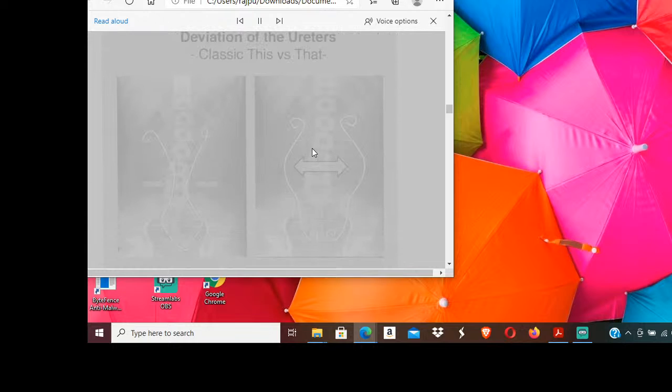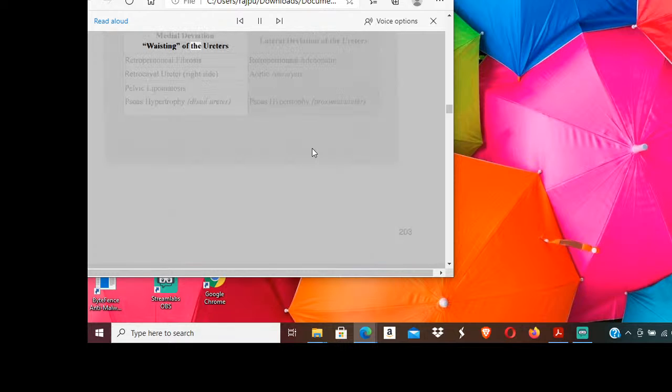Deviation of the ureters. Classic this versus that. Medial deviation, lateral deviation of the ureters. Retroperitoneal fibrosis.